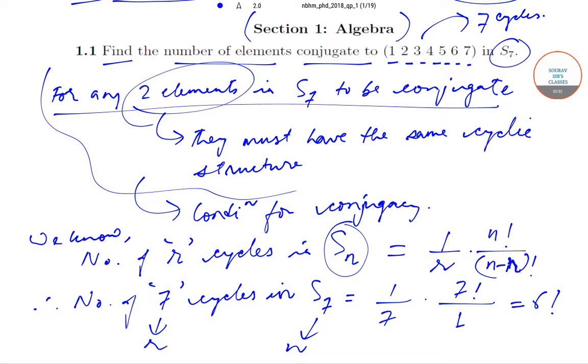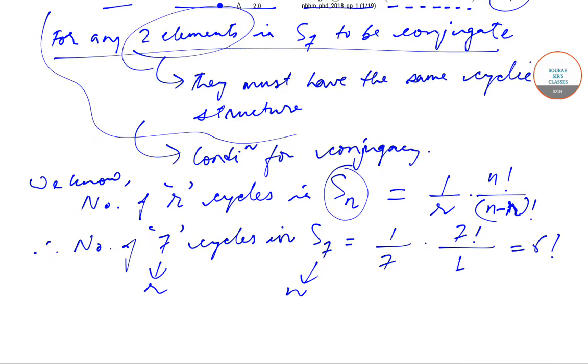So the number of elements which are conjugate, the required number of conjugate elements, will be equal to 6 factorial.